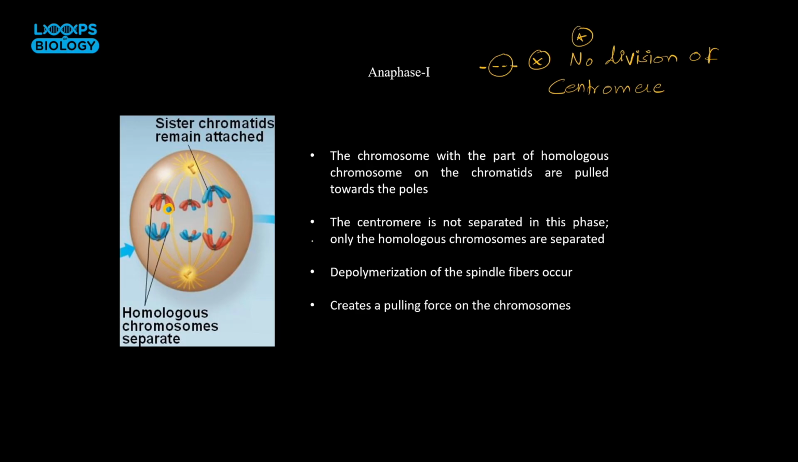Now again the same thing, depolymerization of spindle fibers is going to take place, but the centromere is not separated in this particular phase. This is one of the important things. Only homologous chromosomes are separated independently. Now it creates a pulling force on the chromosome, and similarly, the APC, that is the anaphase promoting complex, should be activated. Then and only then will the anaphase be promoted.